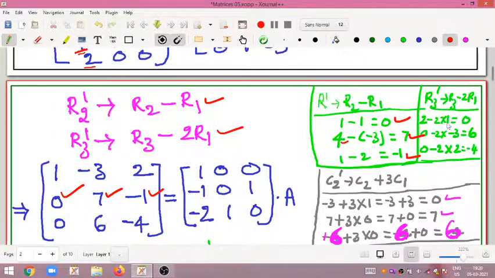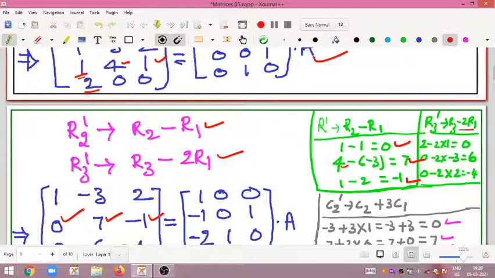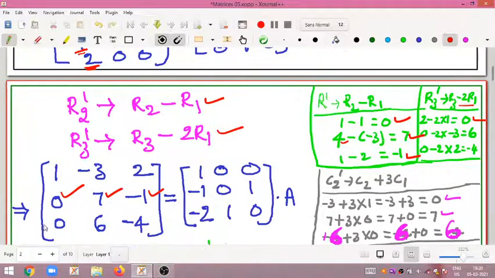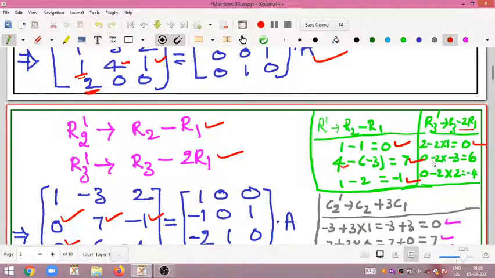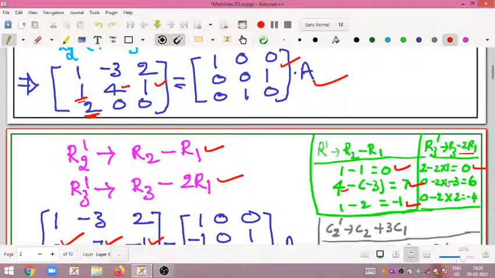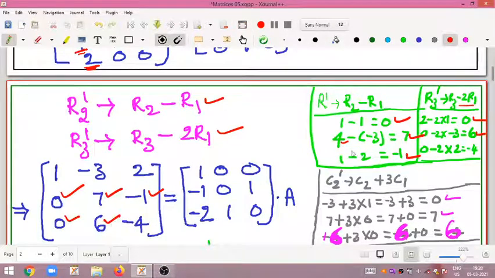Again R3' = R3 - 2R1. The R3 element here is 2, so 2 - 2 into the R1 element 1, which is 2 - 2 = 0. That 0 I wrote here. Again the R3 element is 0, and 0 - 2 into the R1 element -3, which is 0 + 6 = 6. That 6 I wrote here. Again the R3 element is 0, and -2 into the R1 element 2 gives -4. So -4 I wrote here.